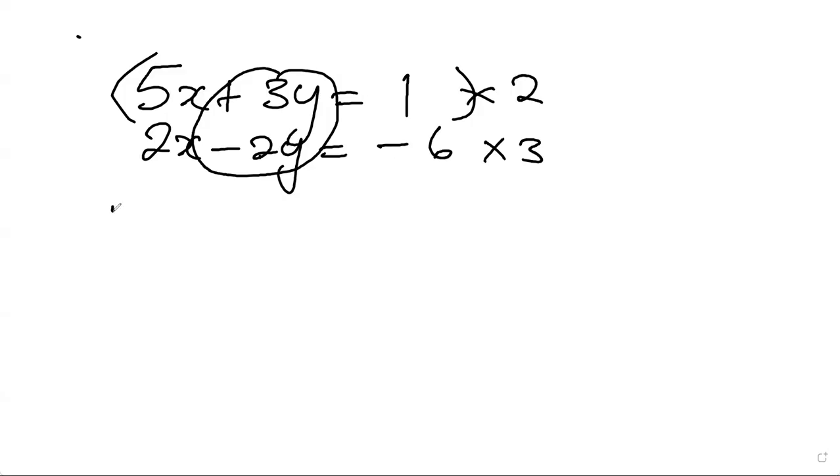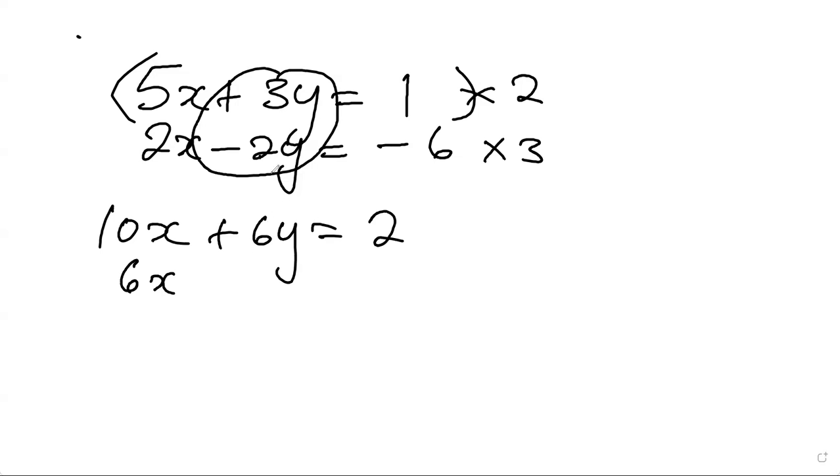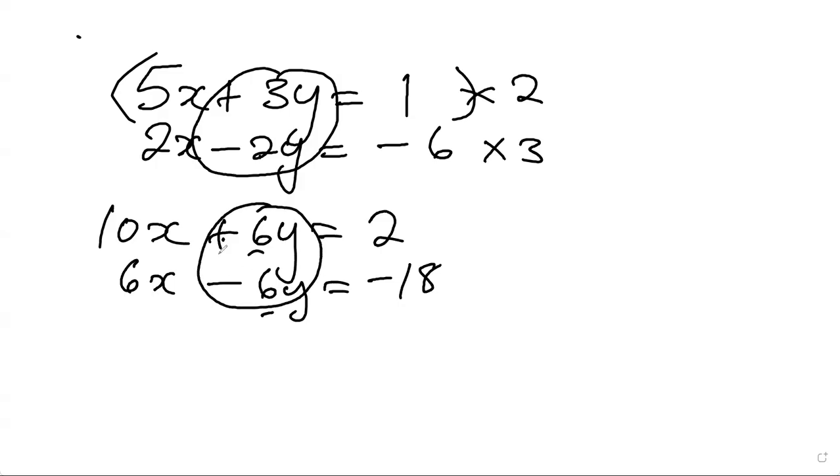So 2 times 5, 10x. 2 times 3y, 6y. And 2 times 1, 2. 3 times 2, 6x. 3 times the negative 2y, minus 6y. And that equals negative 18. Remember what the rule says, right? When the signs are different, one positive, one negative, and the coefficients are the same, both of them are 6 now, you can add.